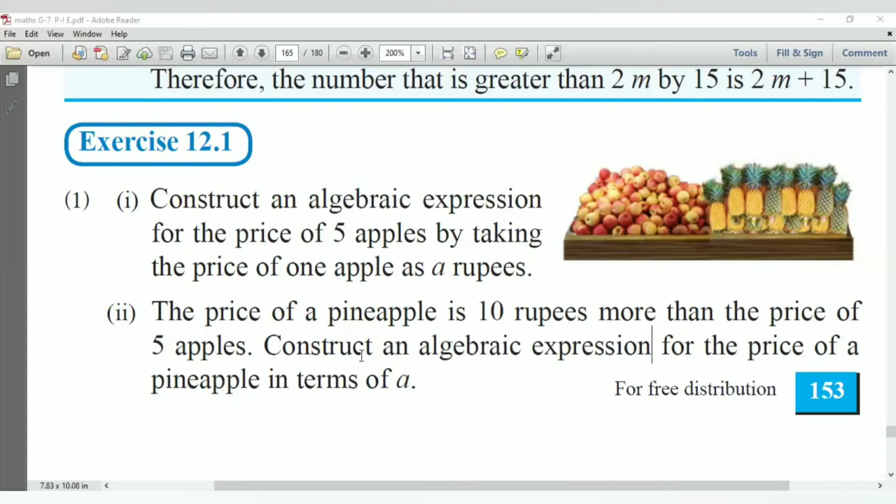Second one, you have to find the price of a pineapple by using the first answer you found, that is the price of 5 apples. So take a few minutes and give a try to this question. Let's see how to do the question.